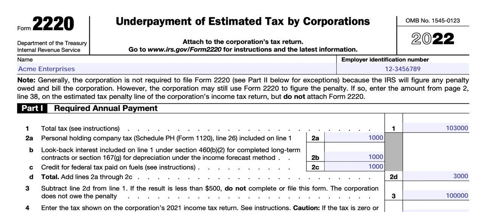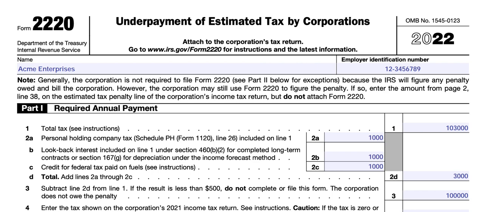Just like individual taxpayers, corporations are expected by the IRS to pay estimated tax throughout the tax year. And under certain circumstances, a corporation or a trust or a tax-exempt organization may have to complete IRS Form 2220 just to either verify that they do not owe an underpayment of estimated tax penalty, or to calculate the penalty and add that to their tax return.